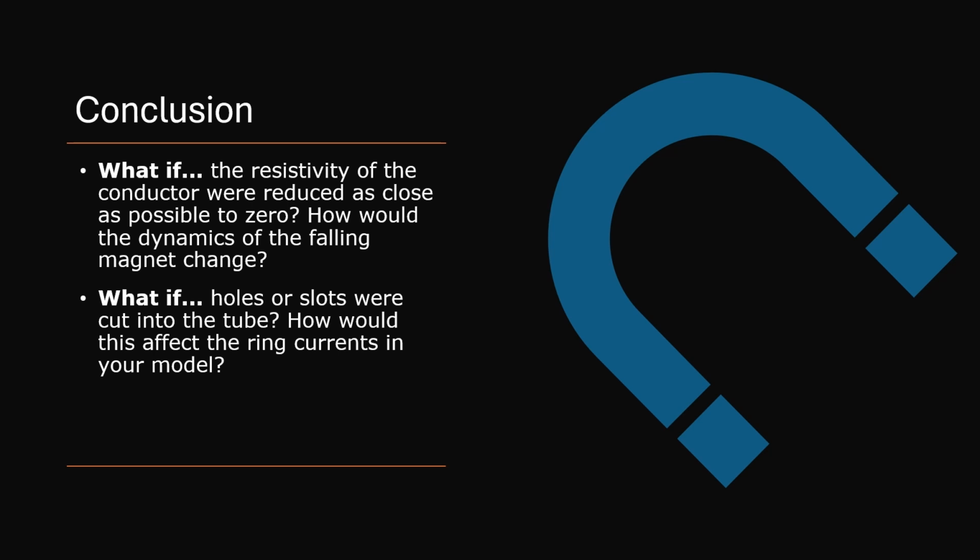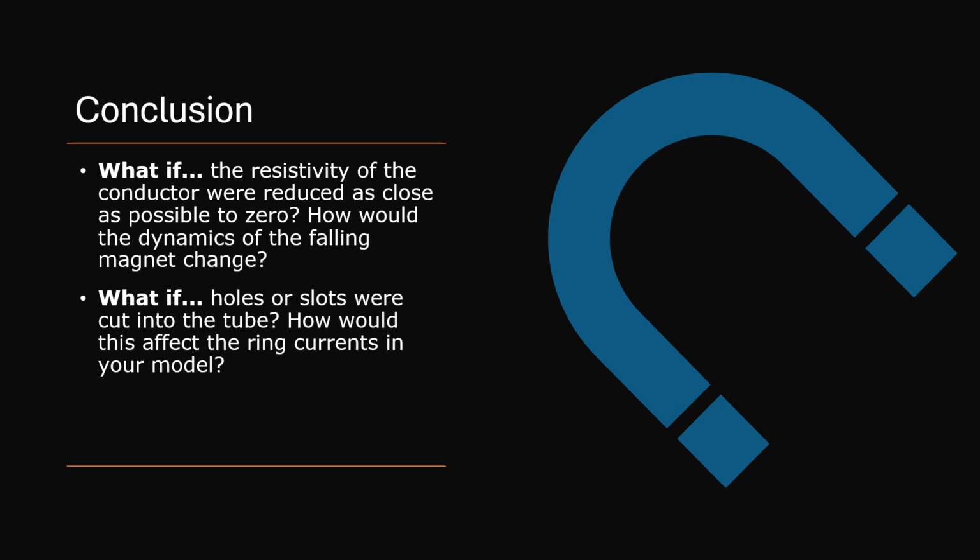So finally, for our conclusion, what if the resistivity of the conductor were reduced as close as possible to zero? How would the dynamics of the falling magnet change? If we reduce the resistivity of the conductor, we will be increasing the current, and with a higher current, this will mean a higher magnetic field strength, so the magnet will be falling faster.